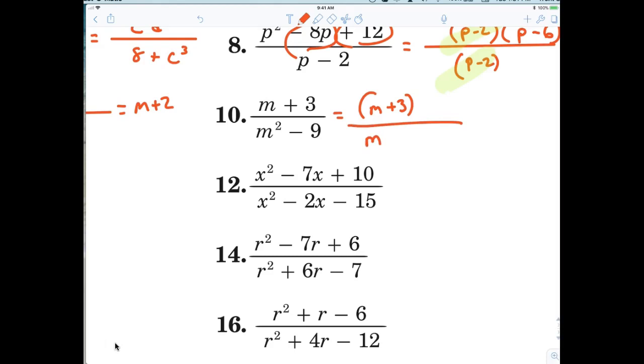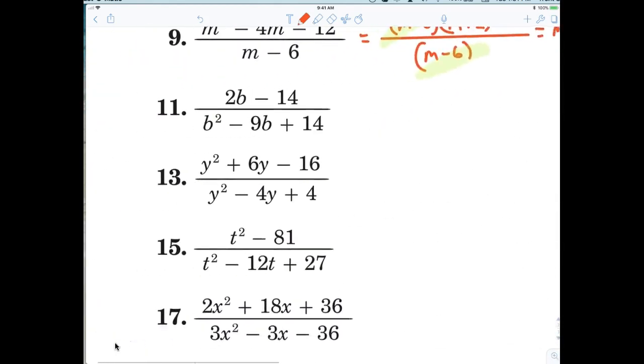Close. Yes, there you go. Don't worry. m plus 3 and m minus 3. And then what happens to the m plus 3's? So you're left with... Is everybody okay with that? Any questions or concerns?